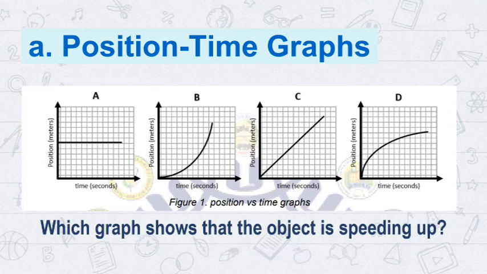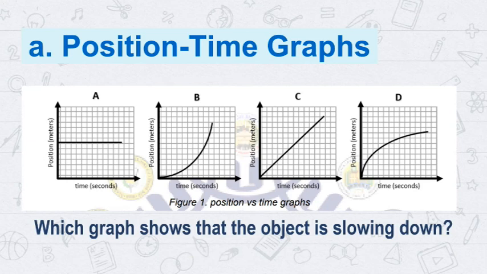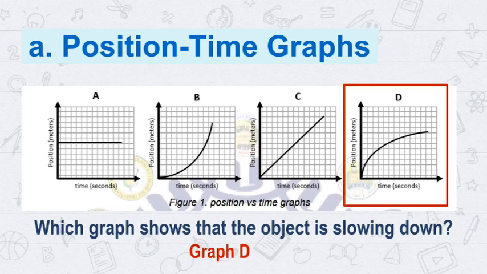Next, which graph shows that the object is speeding up? Yes, graph B shows that the object is accelerating. The motion of the object is speeding up or increasing. How about which graph shows that the object is slowing down? Correct. Graph D shows that the object is decelerating. The motion of the object is slowing down or its speed is decreasing.